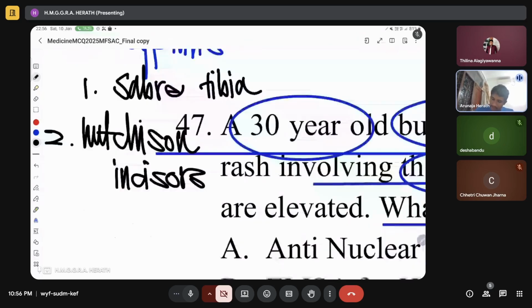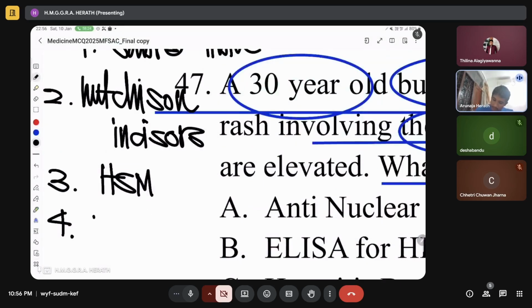And then they will also have hepatosplenomegaly. And then they will have this maculopapular rash.